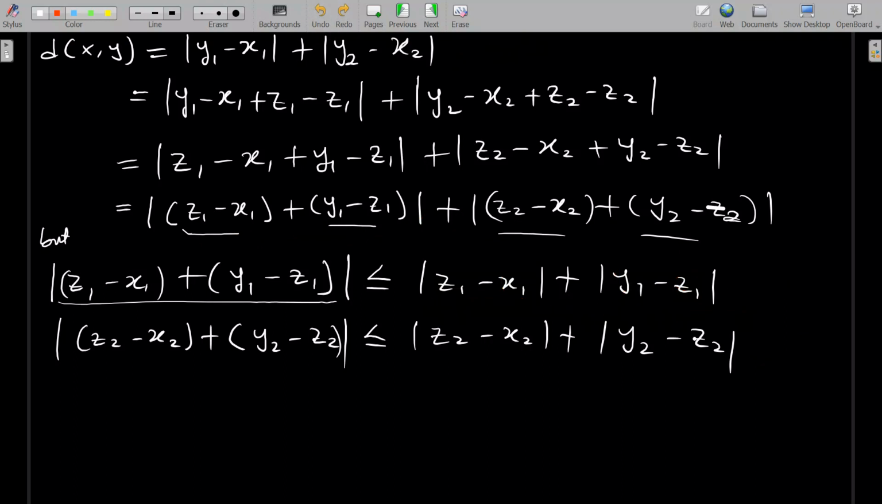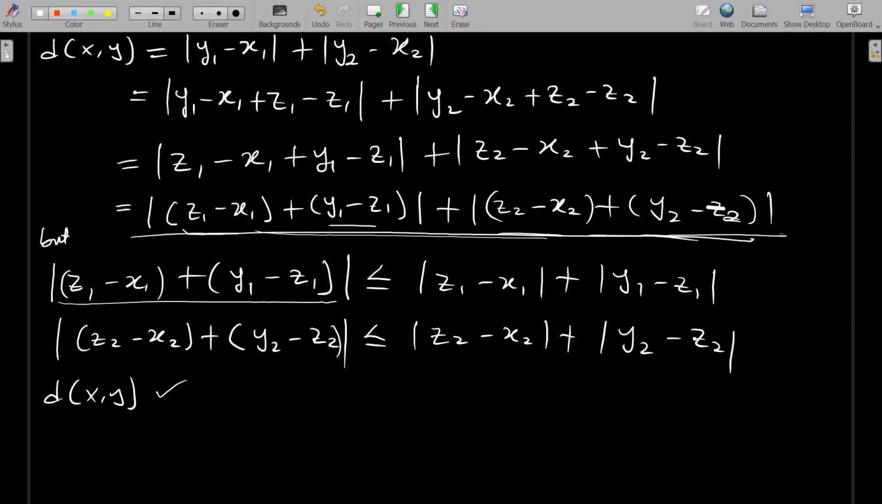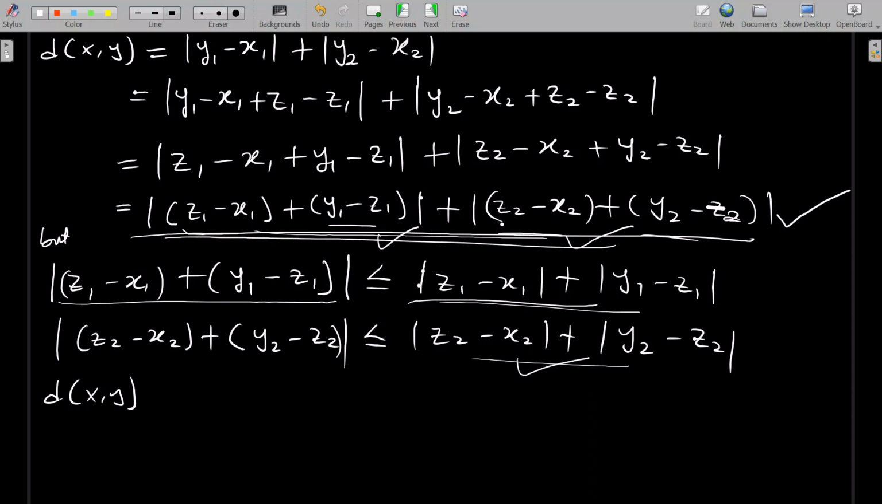I want to clean something. Okay, so it means we'll have d of xy, which has been expanded up to this point. This is equal to the whole of this, but the whole of this is also less than the sum of these two, because this part is less than this and this part is also less than this. The first part is less than this, the second part is less than this, meaning if I sum them, this whole sum is less than the sum of these two. I don't know if you get it.